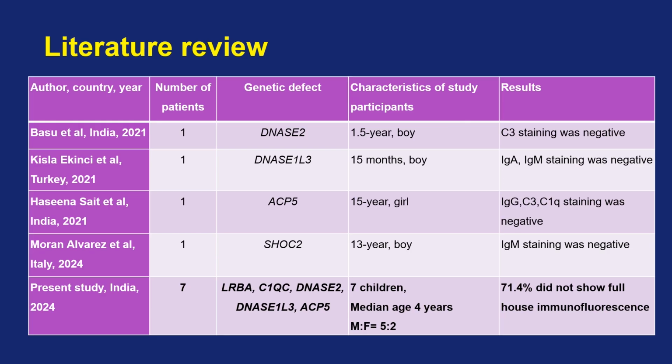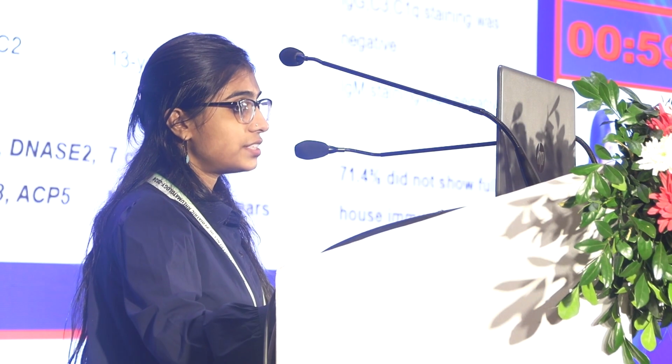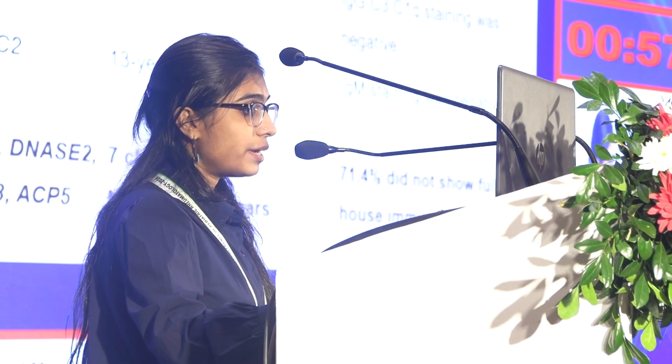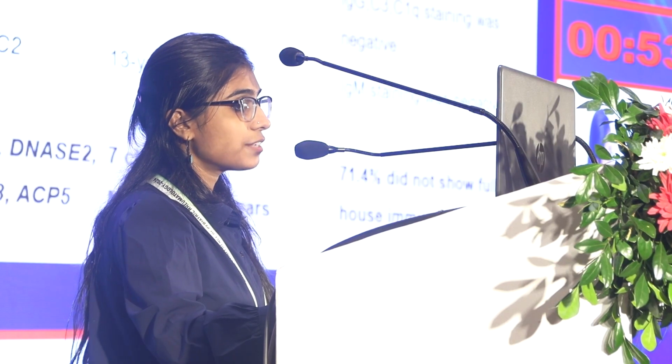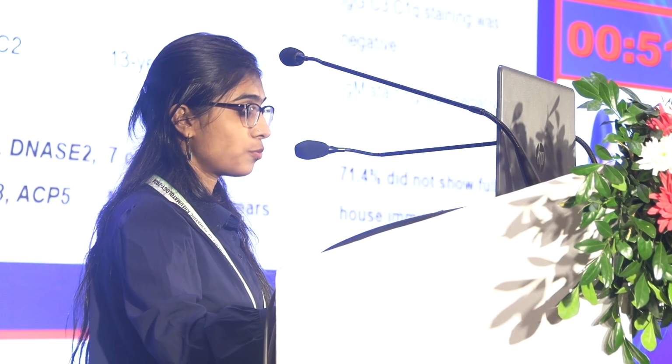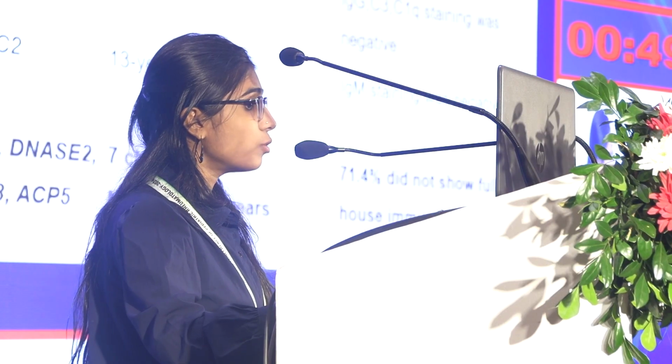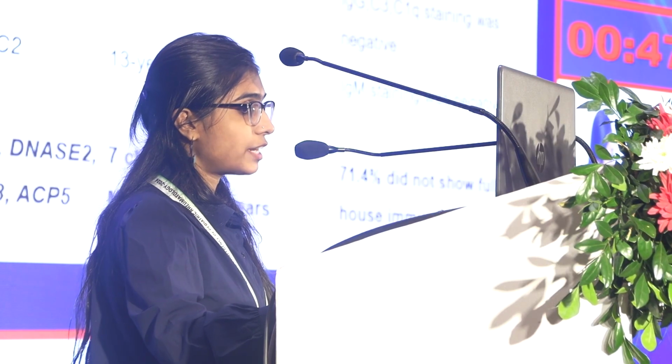In 2021 from India, a DNase2 defect was reported where C3 staining was negative. Again, in the same year from Turkey, another DNase1 ligand 3 defect was reported, and they had defective IgA and IgM staining. From India, again, a child with an ACP5 gene defect was reported. She had negative staining for IgG, C3 and C1q. In 2024, a child with Noonan syndrome was described where IgM staining was defective.